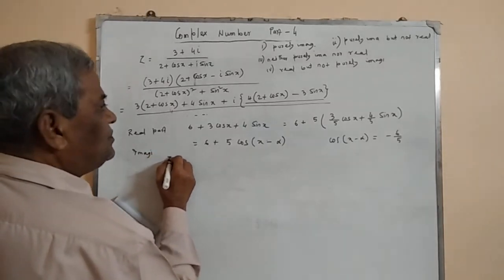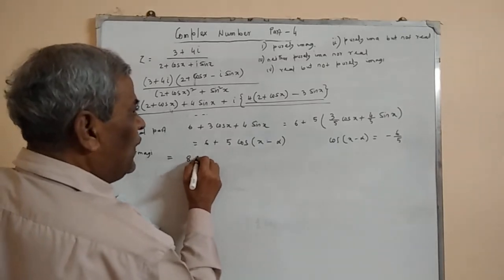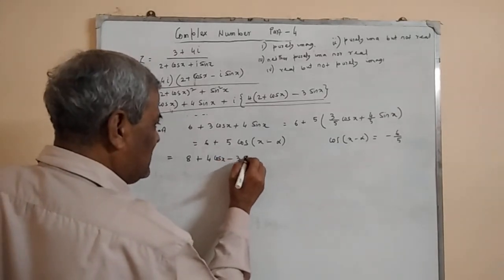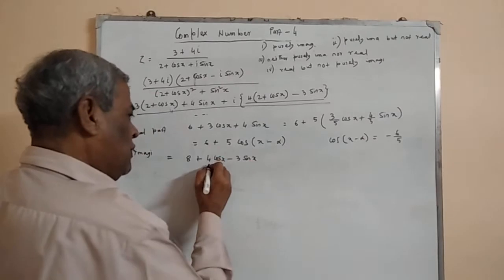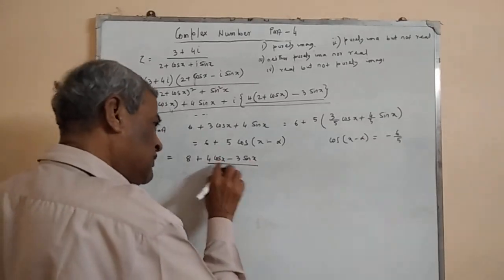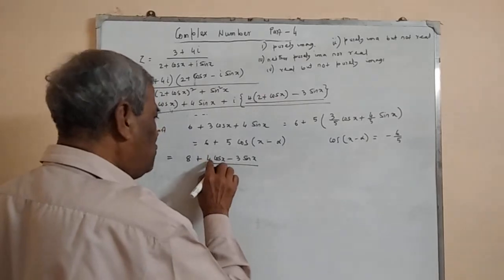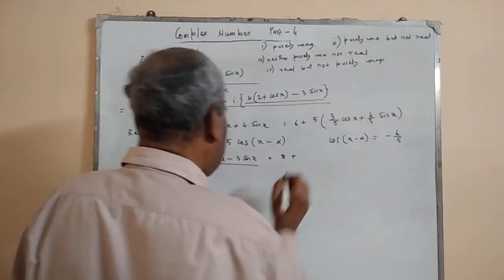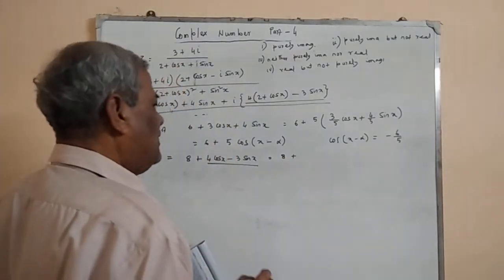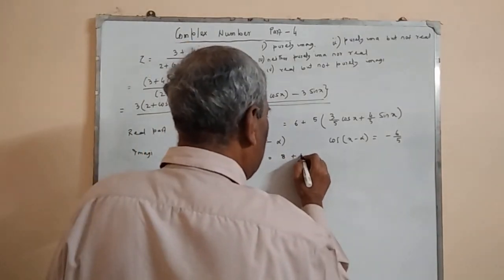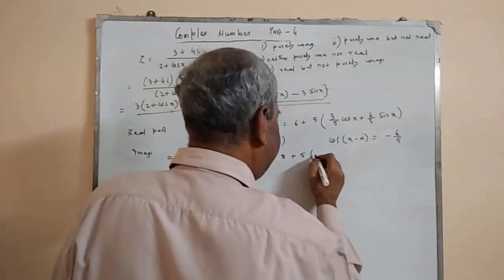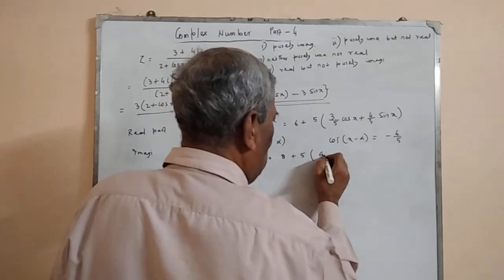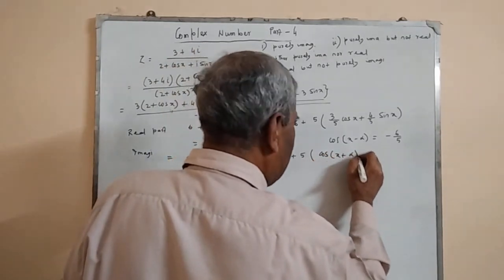It is equal to 8 plus 4 cos x minus 3 sin x. By the same approach, divide and multiply this part by root over 4 square plus 3 square. It is equal to 8 plus, 16 plus 9, 25. So it is equal to actually 5 into cos x, this is cos alpha. Cos alpha is 4 by 5. So cos of x plus alpha.